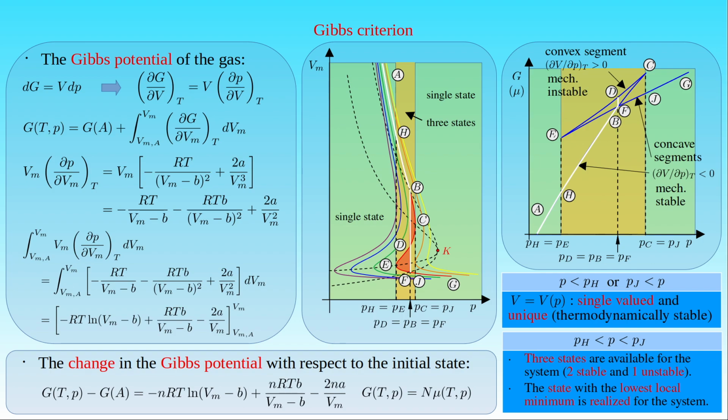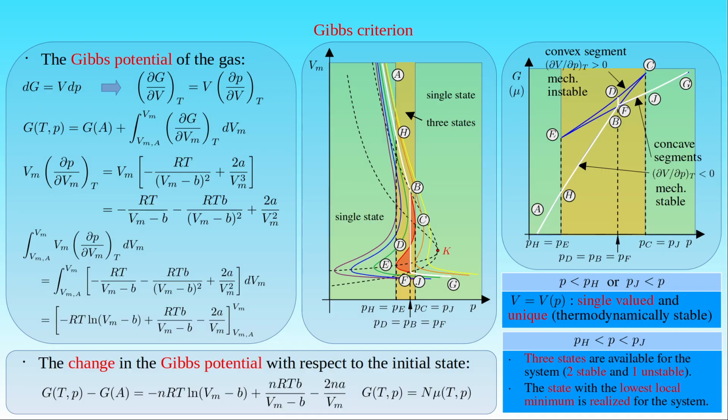The evolution of the medium along the van der Waals isotherm from the state F in the direction of the state G corresponds to its evolution along the second concave segment from the state F in the direction of the state G. If we want to determine the boundary states B and F of the phase transition of the medium based on the Gibbs criterion, we need to solve a system of equations as in the case of the Maxwell construction.